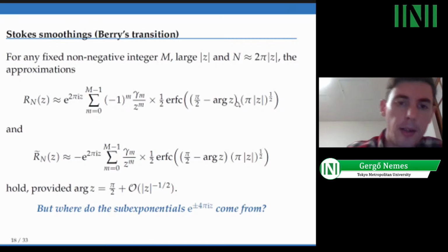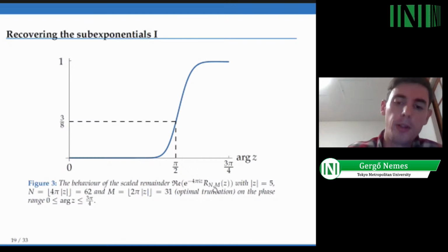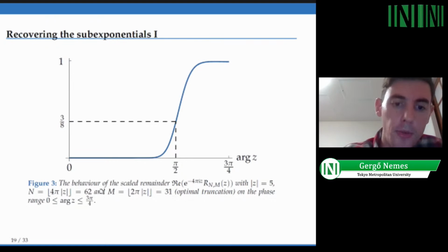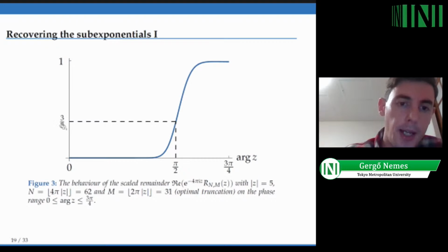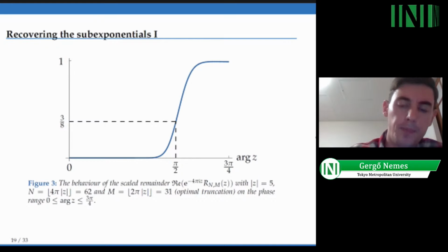And to see this graphically, I plotted first the remainder of the remainder in the gamma function case normalized by the exponential with this new optimal truncation in this phase range. And then you can see that it is what we would expect. So this value that I showed you in the discontinuous treatment, 3/8, appears on the Stokes line, and then the value quickly becomes about 1. So this is exactly what was predicted by the discontinuous treatment.